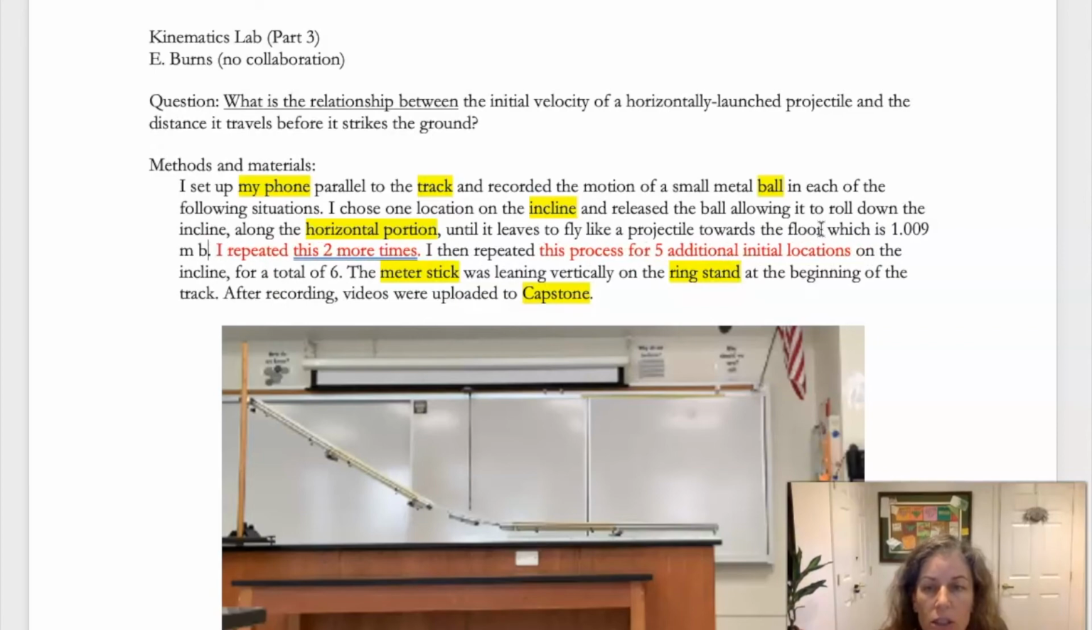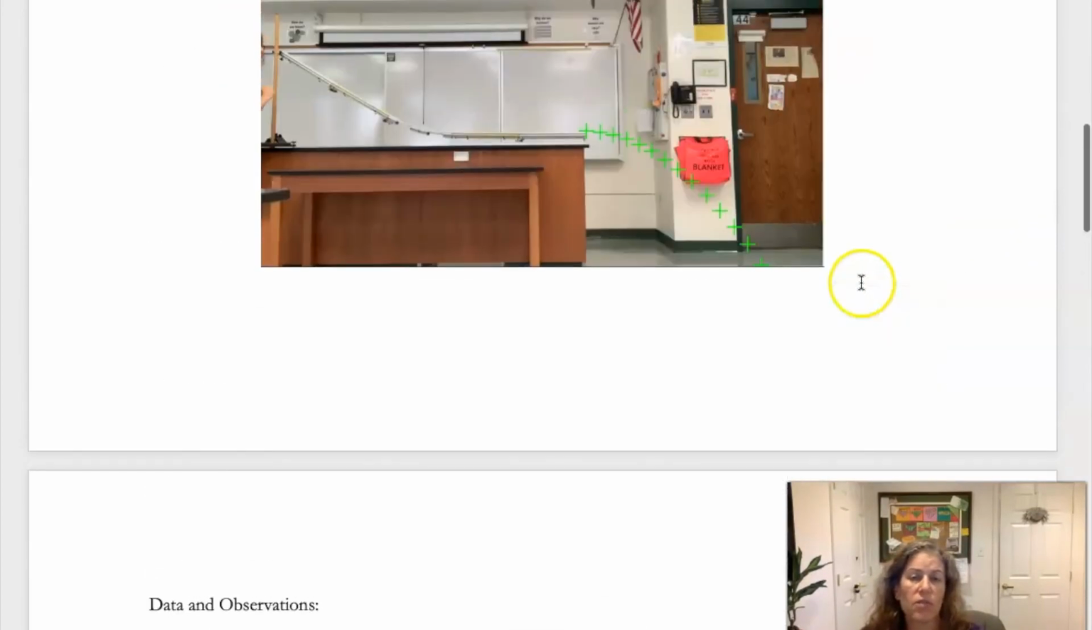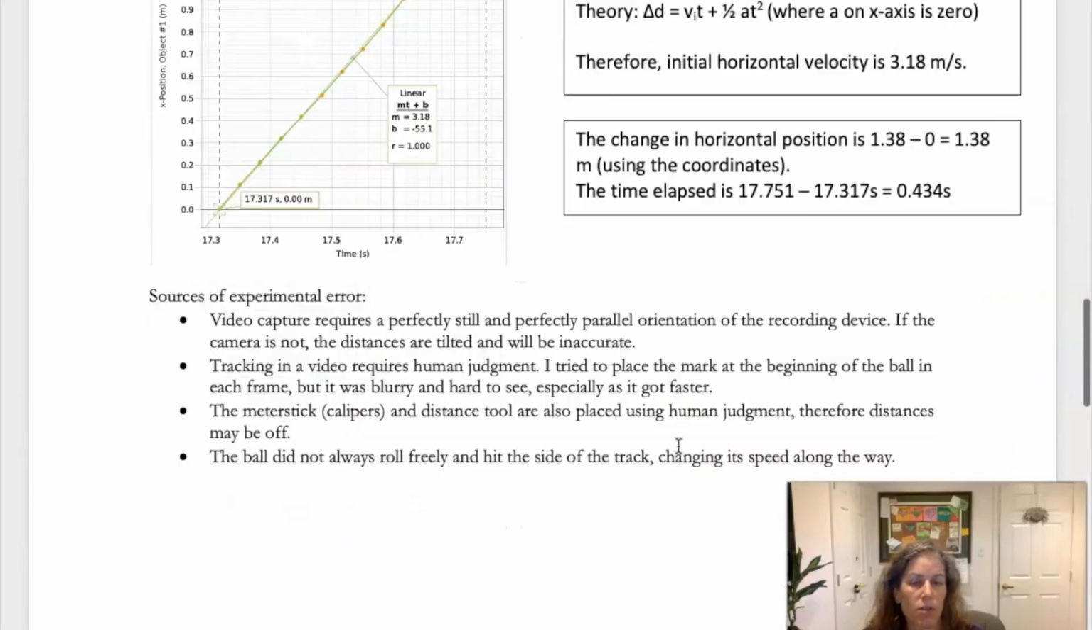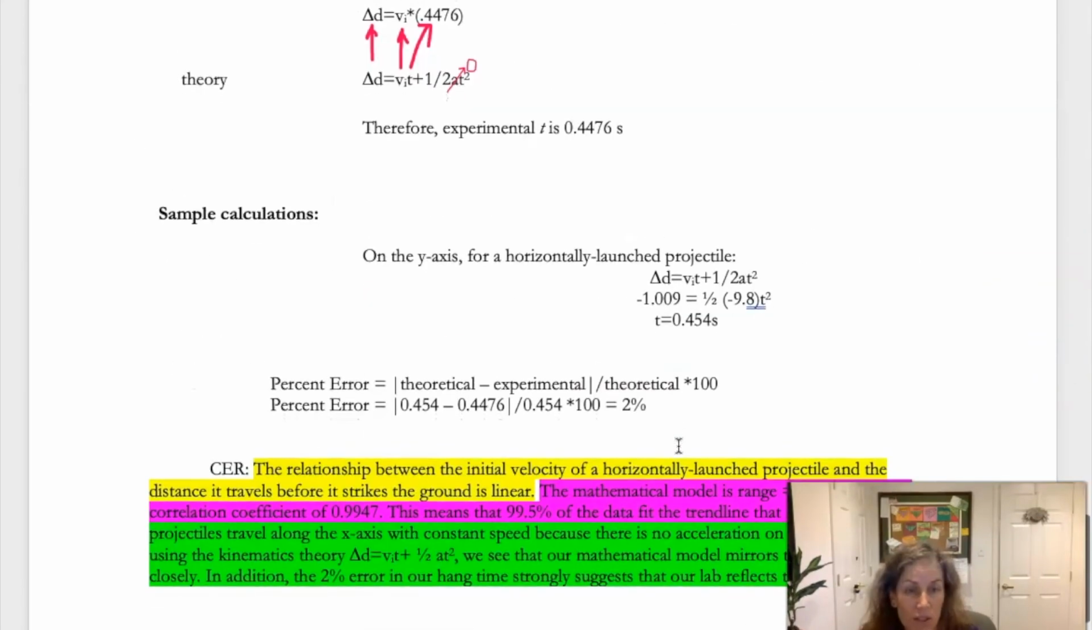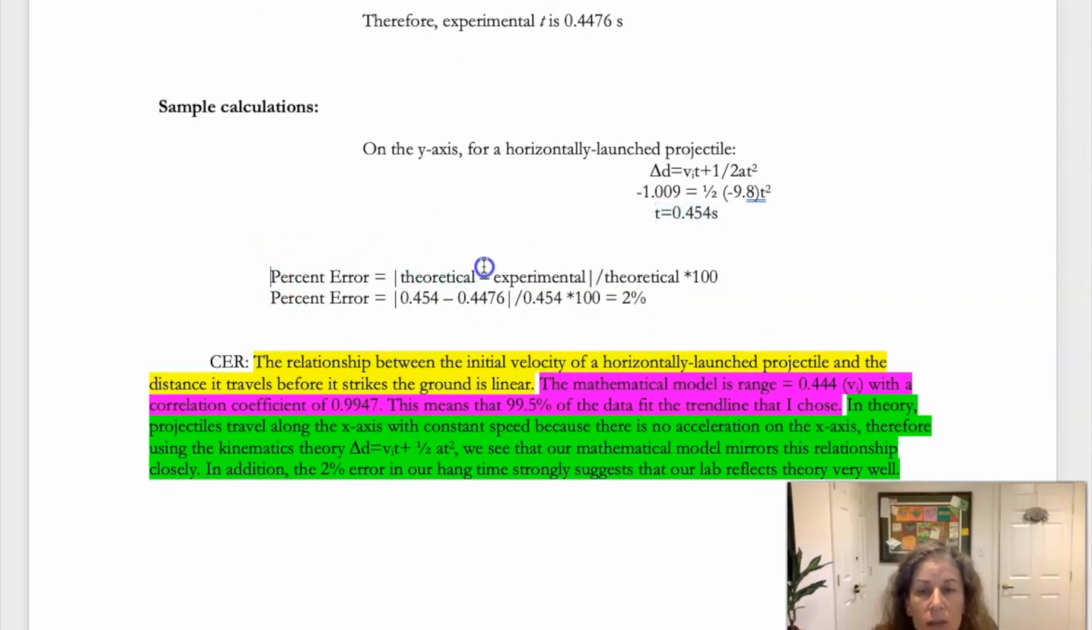So you can actually include constants and things like that in your methods and materials if you forget to label it or take a picture or something. So that's fine. I'm trying to show you some ways to fix and make your lab reports better, especially as you notice things. So I got a theoretical value for hang time of 0.454. Well, using that, now I can find percent error. Percent error is theoretical minus experimental over the theoretical, then times 100. And doing that is about 2%. I rounded, which is fine.